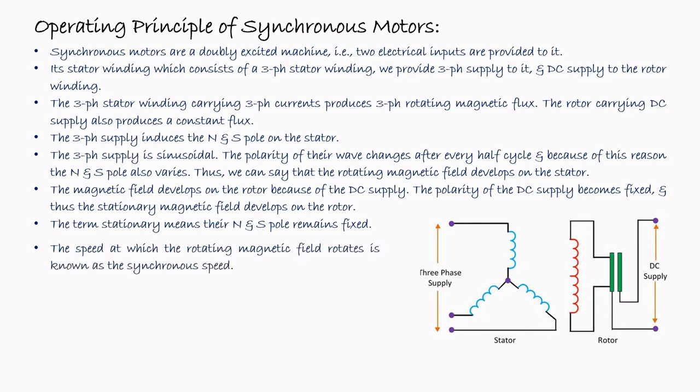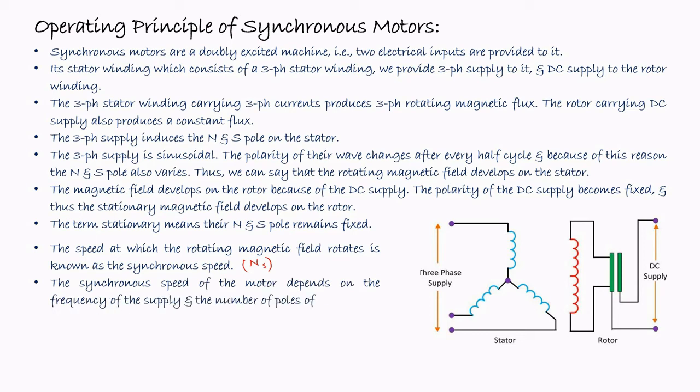Now, the speed at which the rotating magnetic field rotates is known as the synchronous speed, which we already discussed. It is called the synchronous speed, Ns. The synchronous speed depends on the frequency of the supply and the number of poles of the motor, because Ns is equal to 120 F upon P. This is the formula of the synchronous speed, where F is the frequency of the supply and P is the number of poles in the stator.